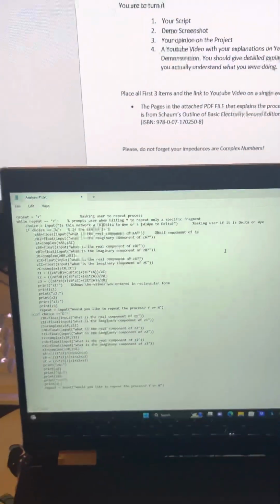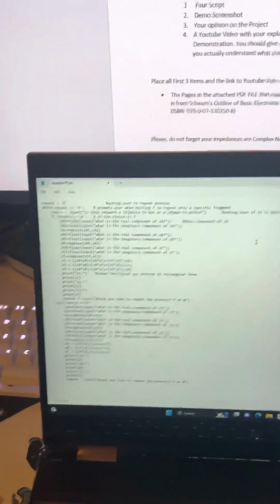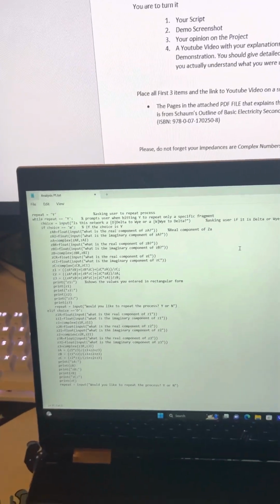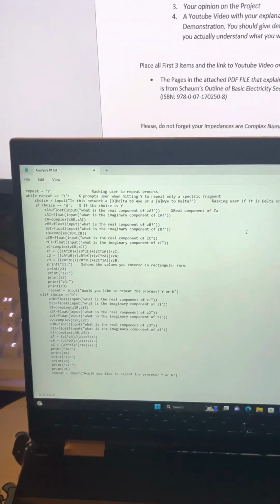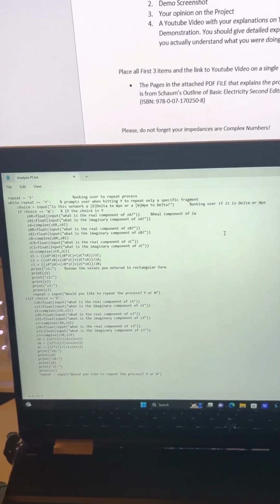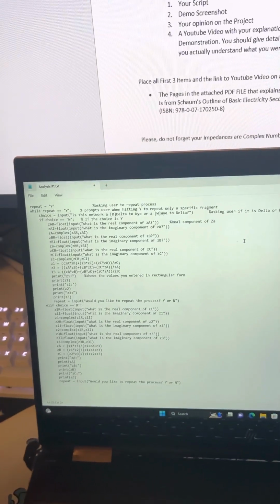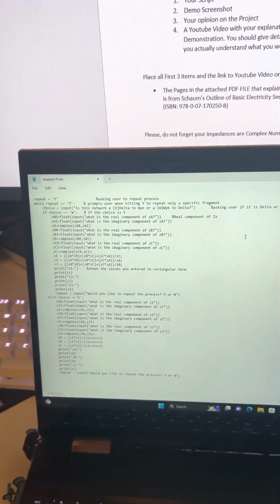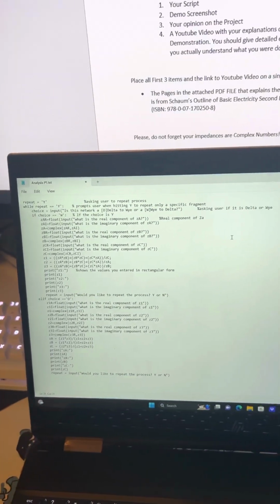It is me, Aiden Harmon, and I'm going to be giving you the breakdown of my assignment one. The task we were given was to create a code that would help electrical engineers switch from delta to Y conversions. So this is my code, and I'm going to go through breaking it down.